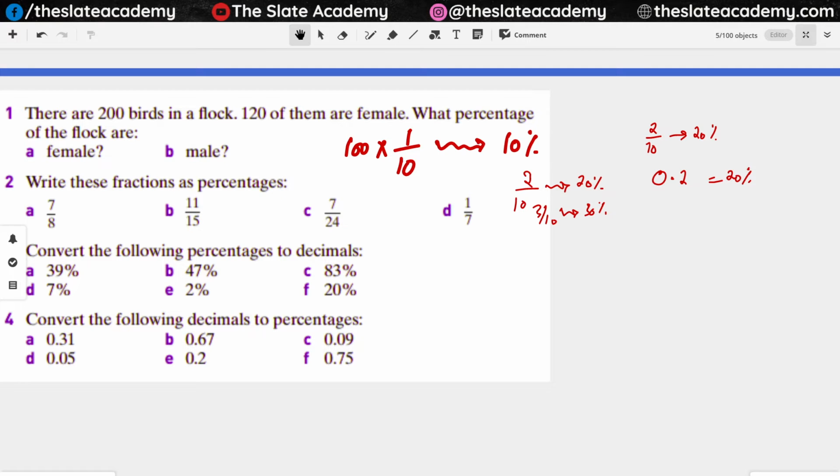Okay, so the question that we have over here: there are 200 birds in a flock, 120 of them are female. What percentage of the flock are female and what percentage are male? Quickly solve it and let me know your answers, please.